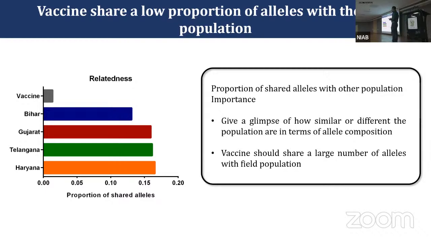So next we turn to the vaccine, and how the vaccine is different from the field population. We tried to understand the allele composition of the vaccine and the field population, and we found that the vaccine shares a very low number of alleles with the field population. The vaccine has been reported to be effective only against a homogeneous population. Its efficacy decreases in a heterogeneous population. So it says that the vaccine needs to be restructured because the field population is quite different from the vaccine population in terms of allelic composition.